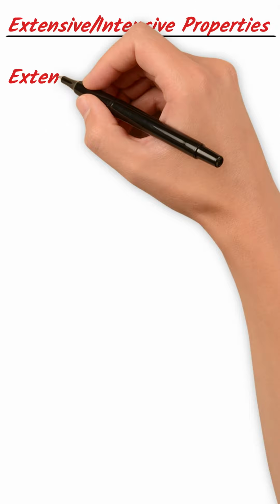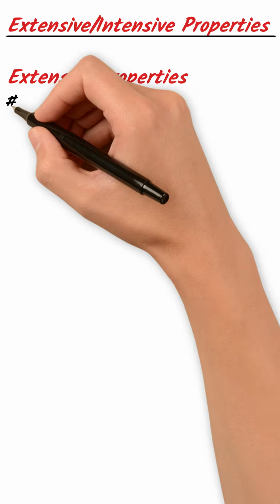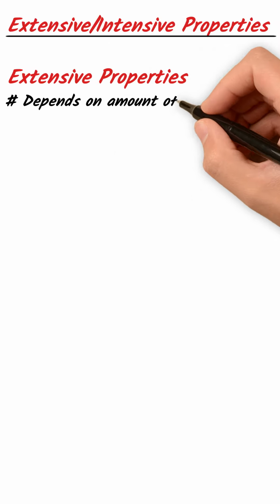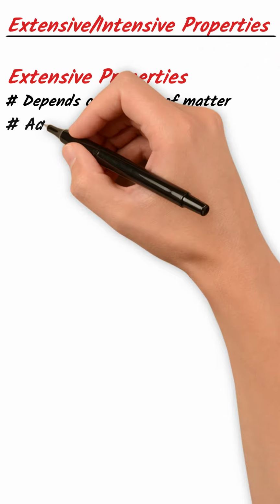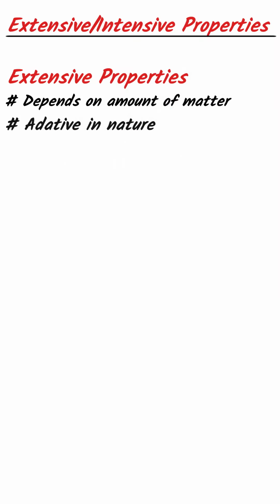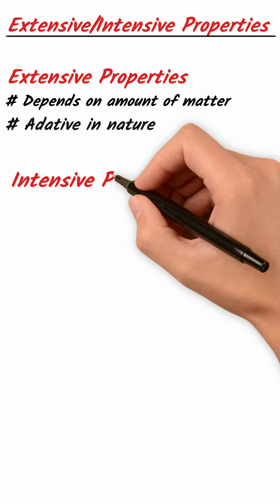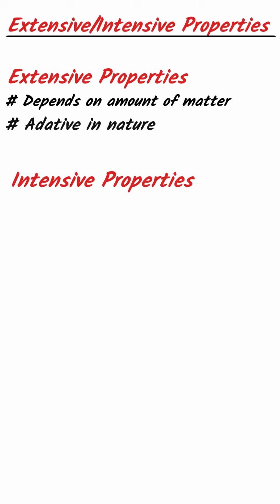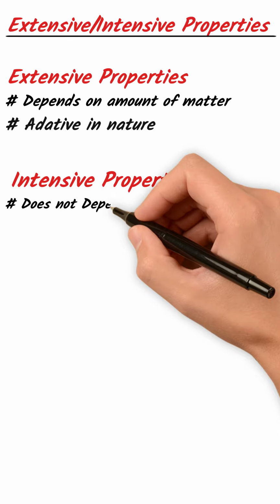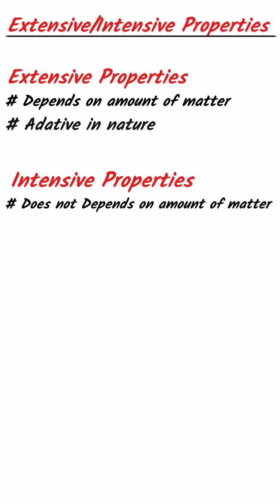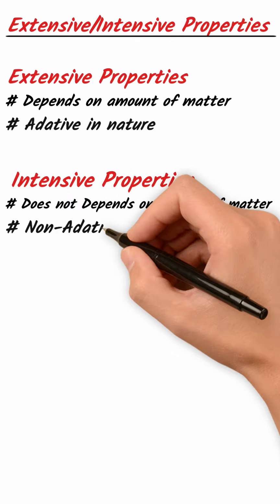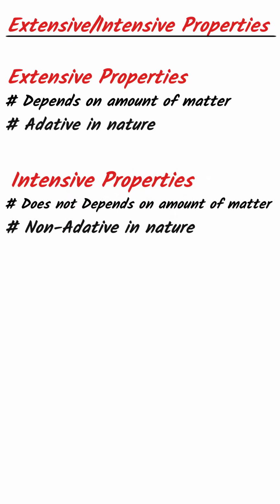What are extensive and intensive properties? Extensive properties: properties of a system which depend on the amount of matter are called extensive properties, which are additive in nature. On the other hand, intensive properties are the properties of a system which do not depend on the amount of matter, and they are non-additive in nature.